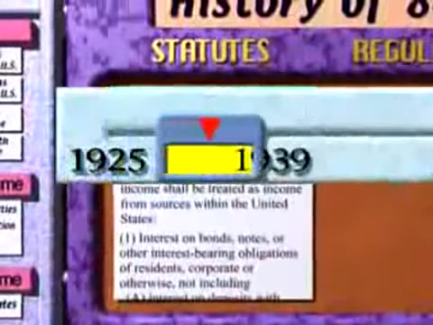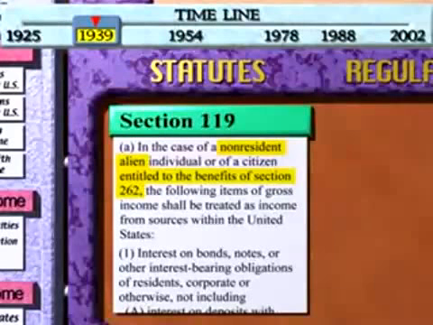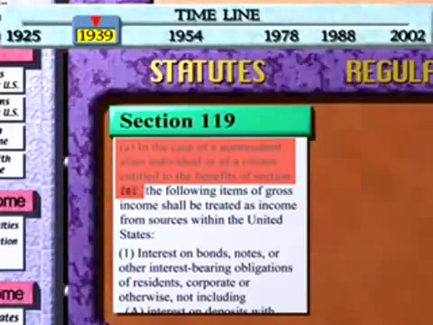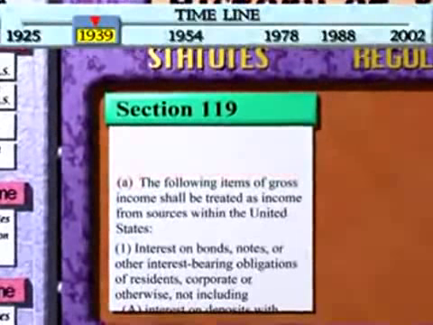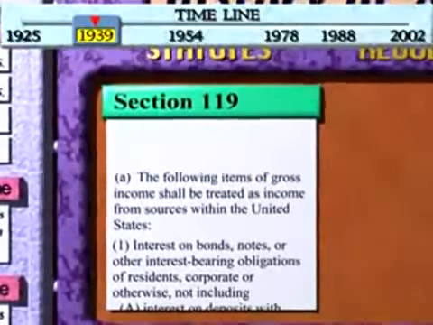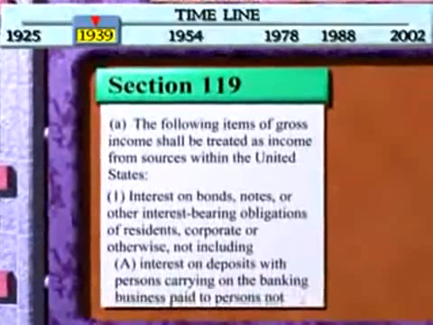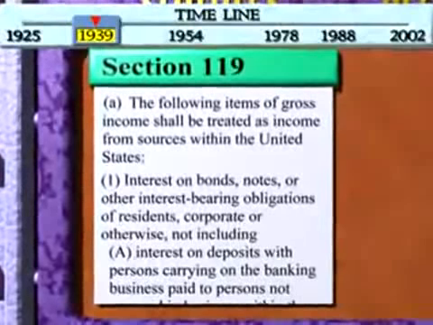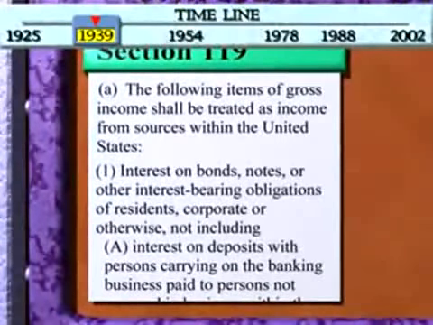Moving forward to 1939, we see that this section remained basically the same, except that the first phrase simply vanished. The section no longer said that it was only about foreigners and Americans who receive possessions income. It now seemed to say that all income from inside the U.S. was taxable. Was this a drastic change in the application of the law? Had all domestic income become taxable for everyone?